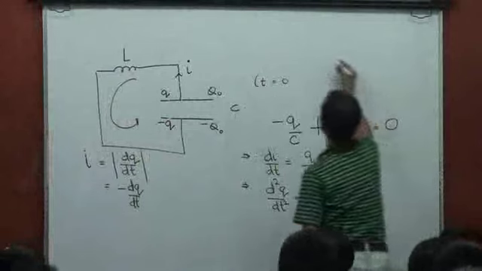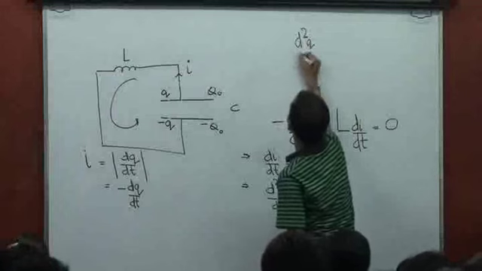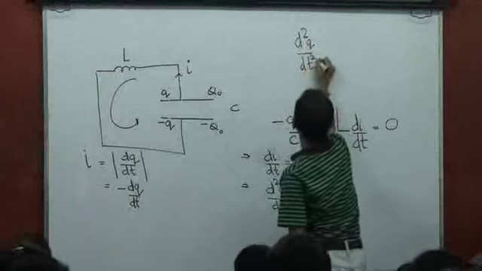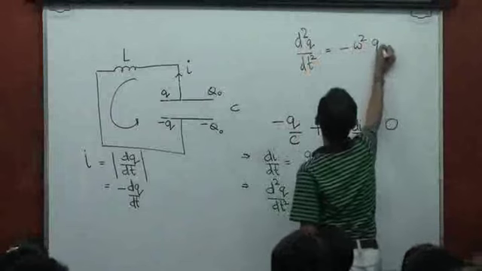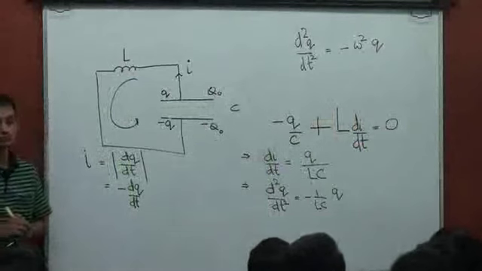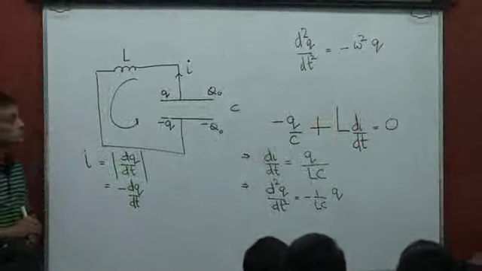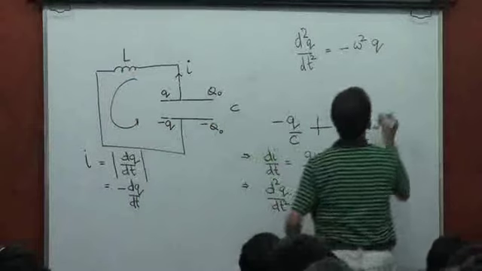Which I could write as d2q dt2 equals minus omega squared into q, where omega is 1 by root LC.